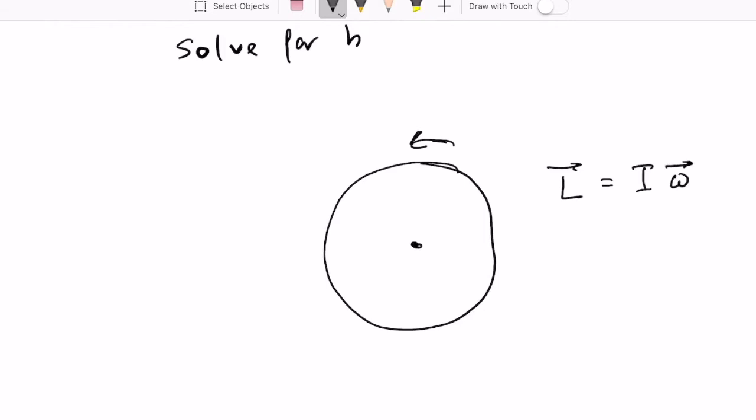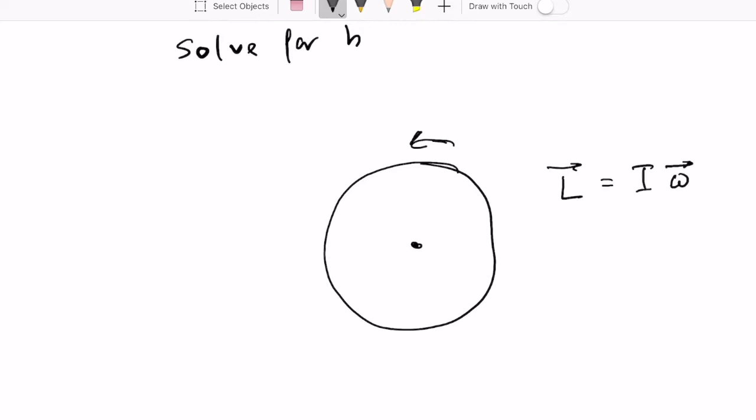So from this formula, you can see that L will have the same direction as omega, as long as I happens to be an axis of symmetry. So L is equal to I times omega. And you know how to find the direction of omega, right? Using the right-hand rule. We talked about that back in chapter 9.